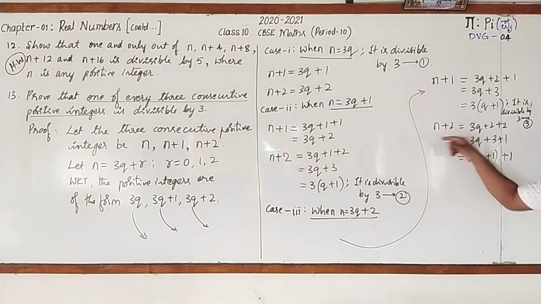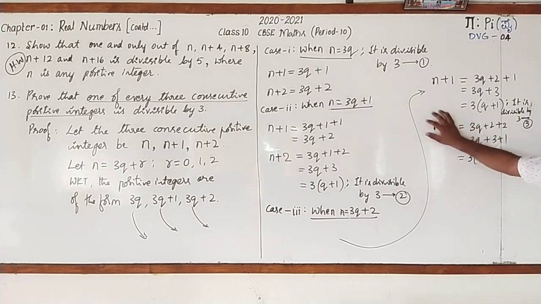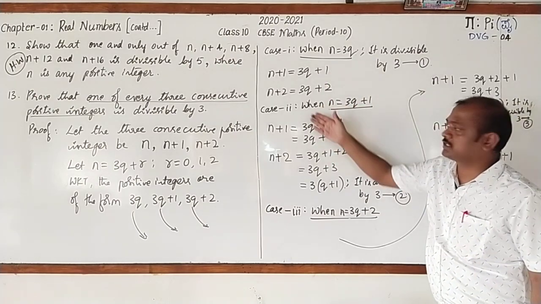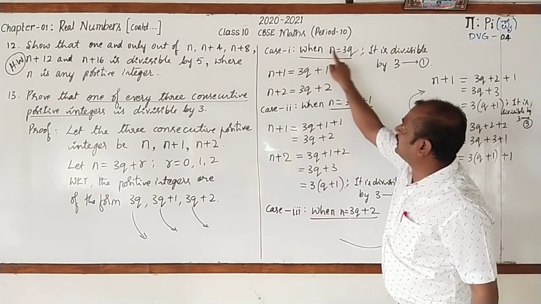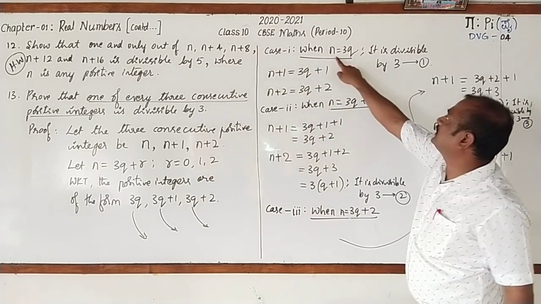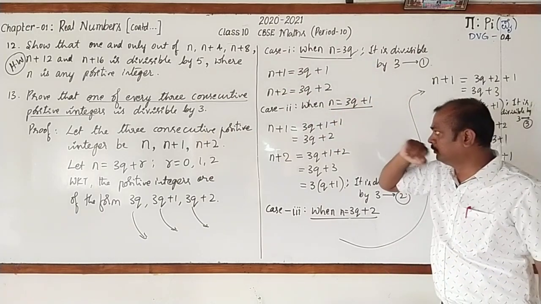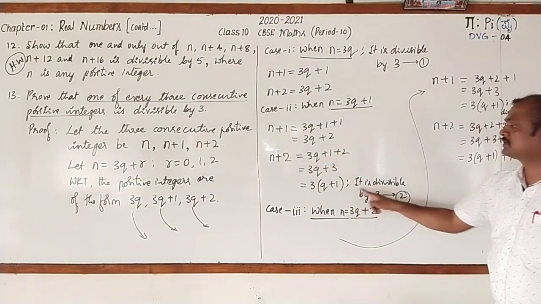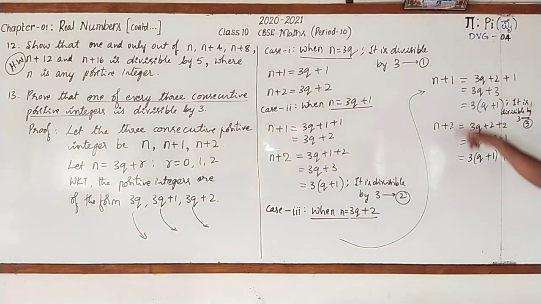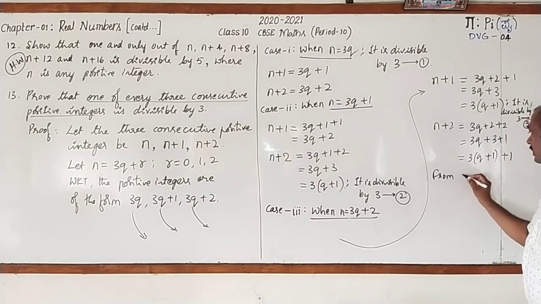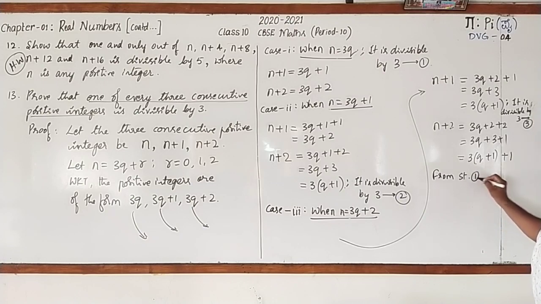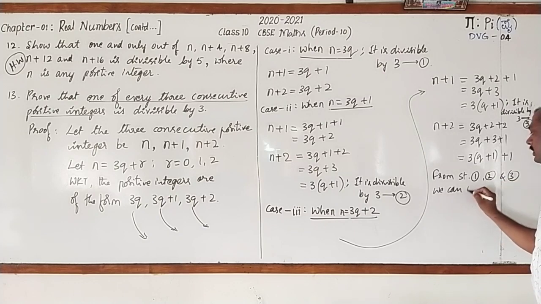Now, n plus 2. What does it mean? When it is divided by 3, it leaves the remainder 1. Hence, n plus 2 is not divisible by 3. Observe, in all the 3 cases, out of these 3, 1 is divisible by 3. Second case, again among these 3, 1 is divisible by 3. Third case, among these 3, 1 is divisible by 3. Hence, from the statements 1, 2 and 3, we can conclude that.